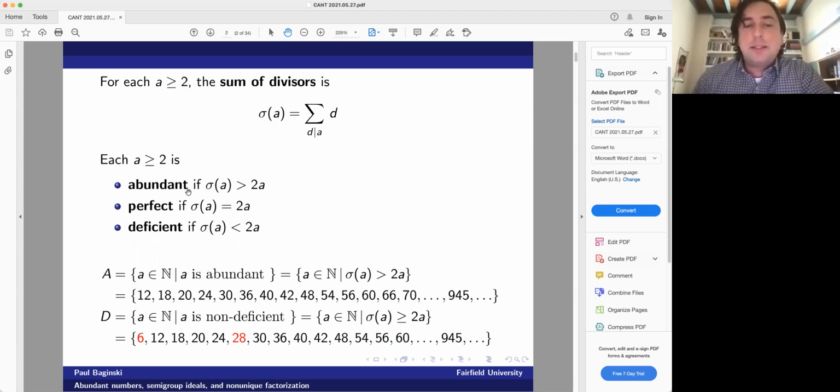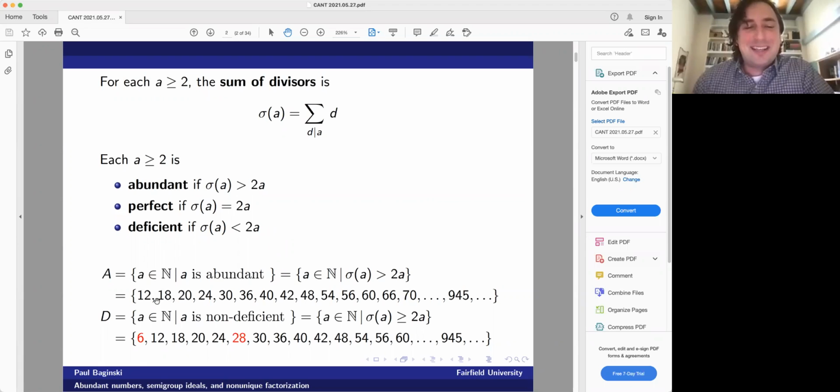A is abundant if sigma of a is bigger than 2a. A is perfect if sigma of a is exactly equal to 2a. And a is deficient if sigma of a is less than 2a. Roughly speaking, abundant numbers have a lot of factors, deficient numbers have very few factors, and perfect numbers have just the perfect amount of factors.